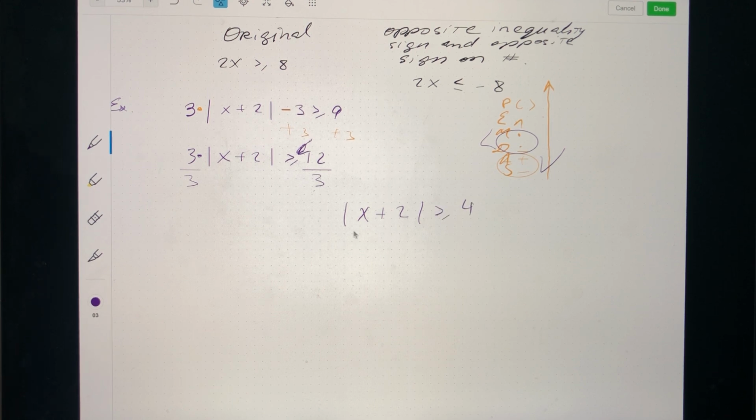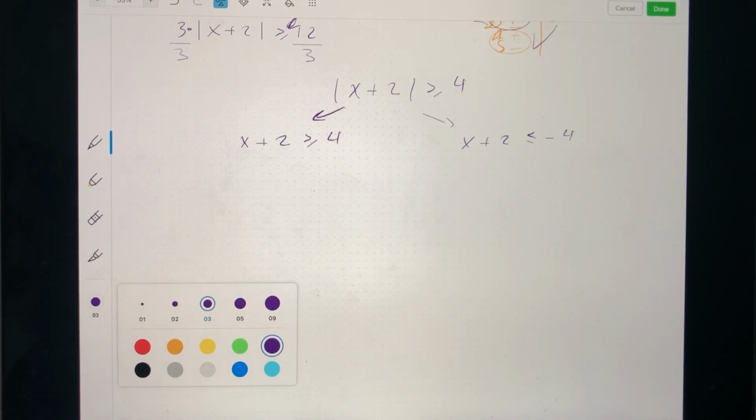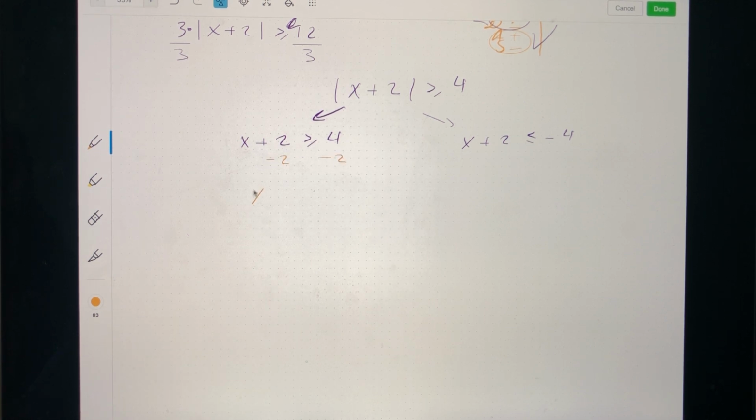At this point, we split our inequality into two parts. The first is just as the original, but without the absolute value. The second has the opposite inequality sign and the opposite sign on the number. Now we solve each one. To solve the first, all we need to do is minus the 2 from both sides, and that makes x greater or equal to 2. And on the other side, we minus 2 from both sides, and that makes negative 2 from negative 4, which is negative 6.